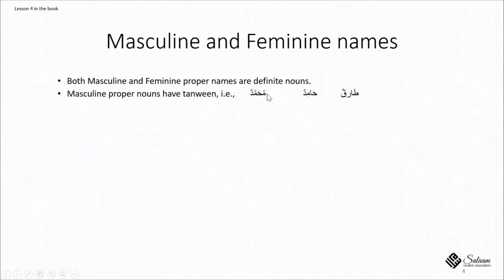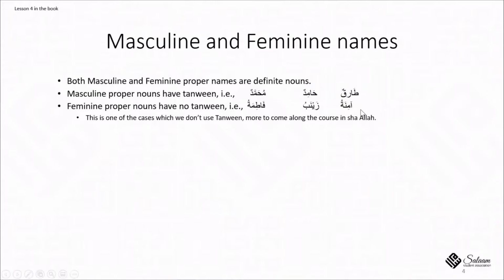Okay? So we don't have alif lam here. You don't say al Muhammad, al Hamid, or al Tariq. We don't say that. We say Tariq, and it means that it's a definite noun because it's the name of somebody, and it has a tanween at the end. So this is a special case from the indefinite. So Tariqun, Hamidun, Muhammadun.